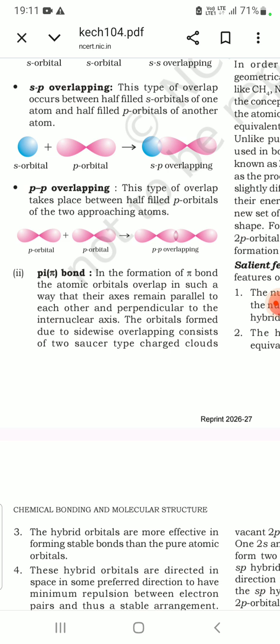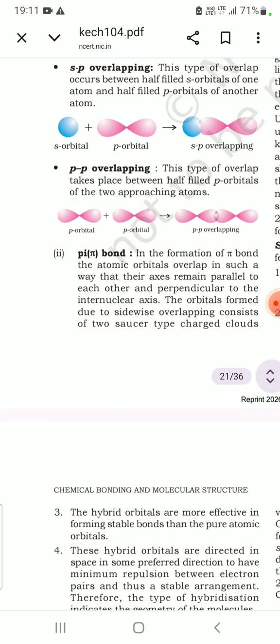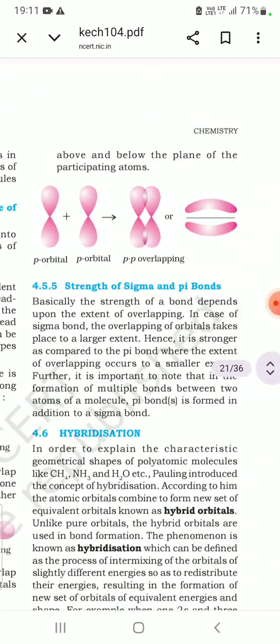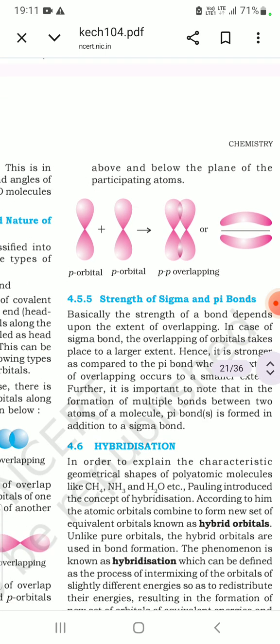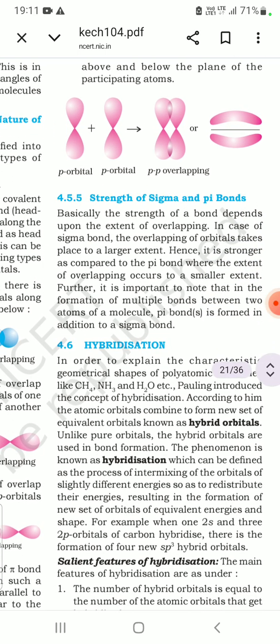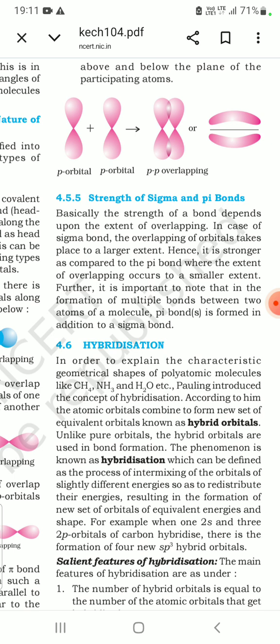Next, the orbital is formed due to the sidewise overlapping of the two dumbbell-shaped charge clouds above or below the plane of the participating atoms. And next, the strength of sigma and pi. In the case of sigma, the overlapping takes place to a larger extent and hence it is stronger as compared to the pi bond, where the overlapping occurs to a small extent.